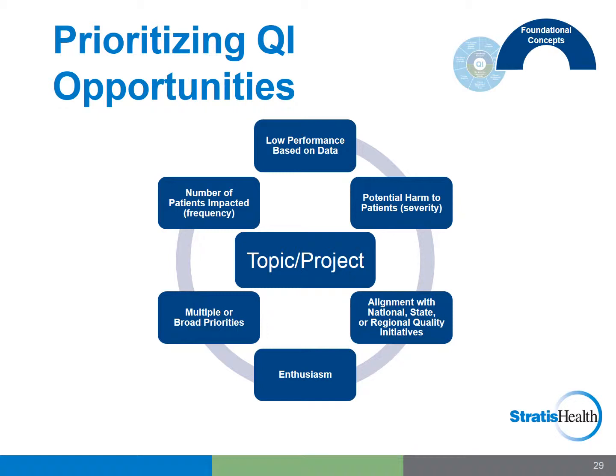Low performance based on data. A foundational step in prioritization is data collection for key patient safety and quality topics. Objective measurement provides clear direction on which topics have the most opportunity for improvement. Comparisons can be made to state or national averages or high performer benchmarks when available. Potential harm to patients or severity.